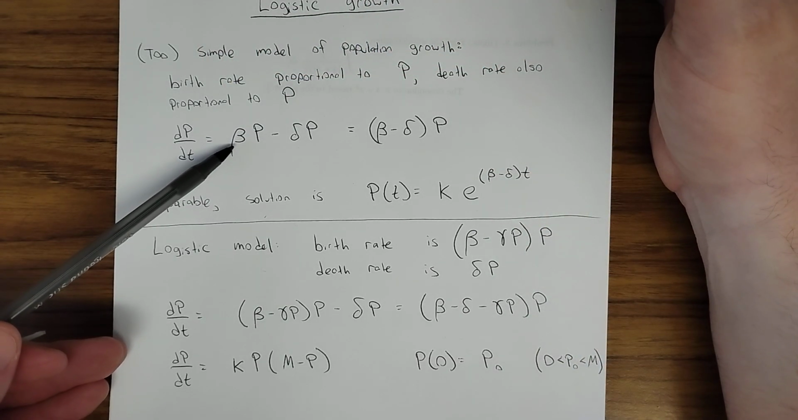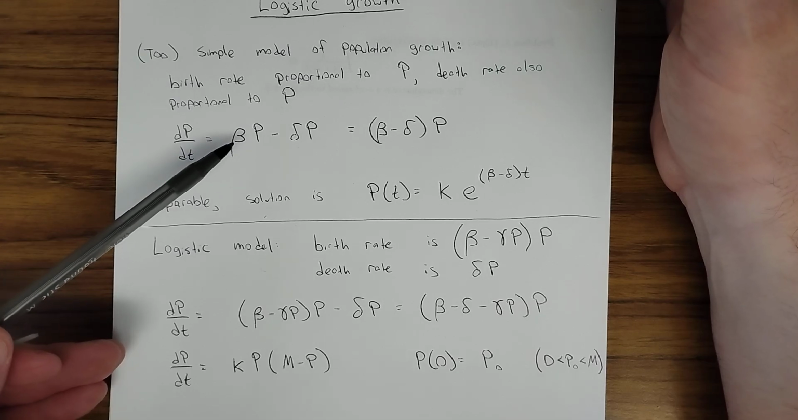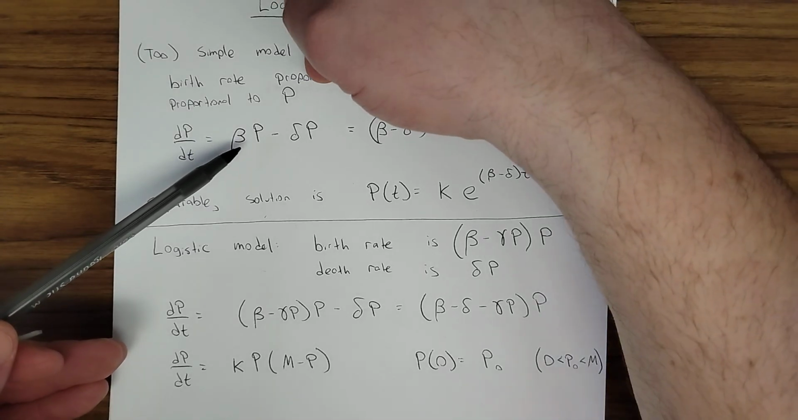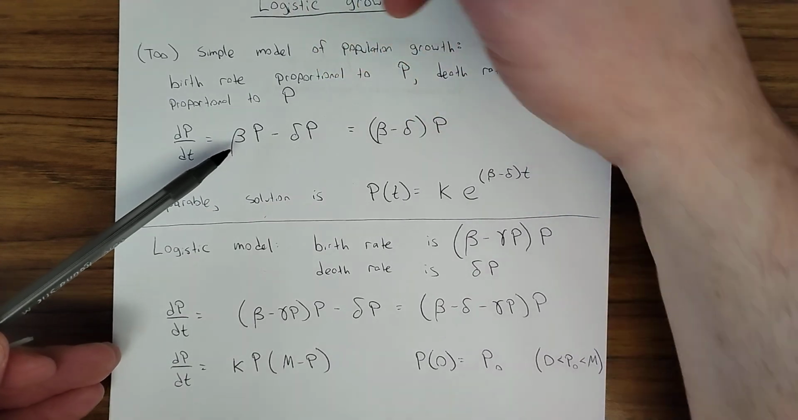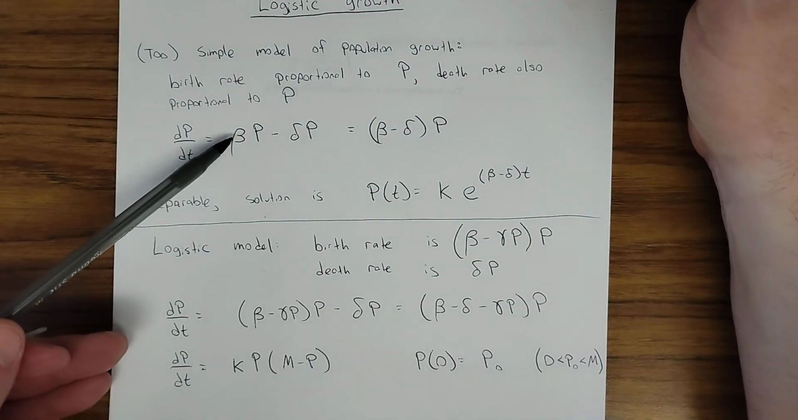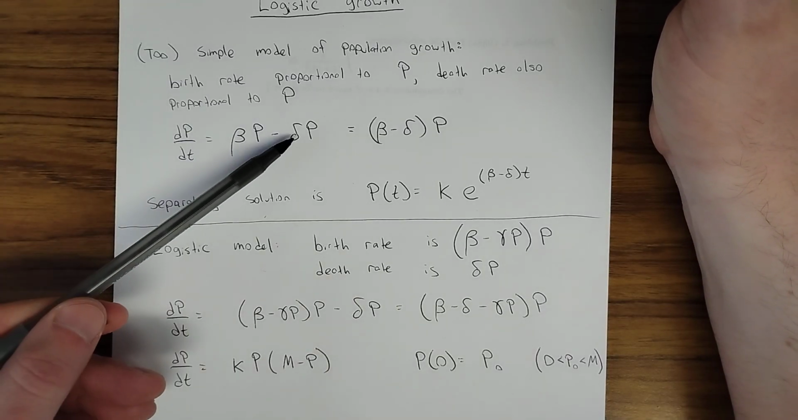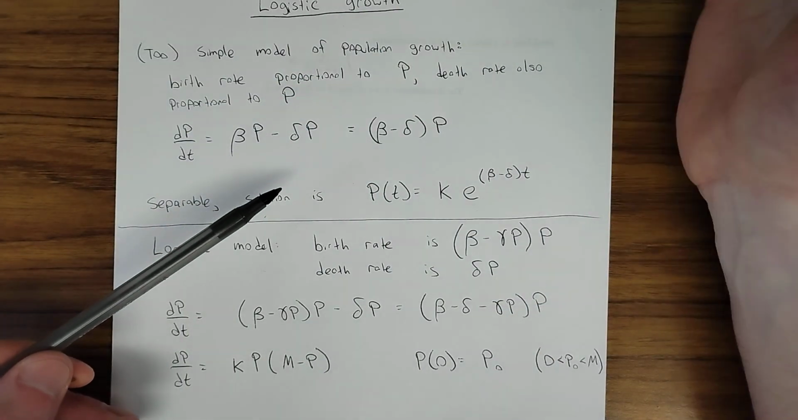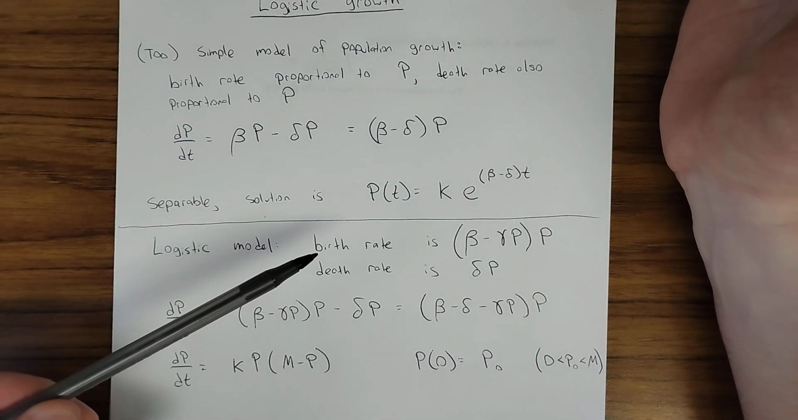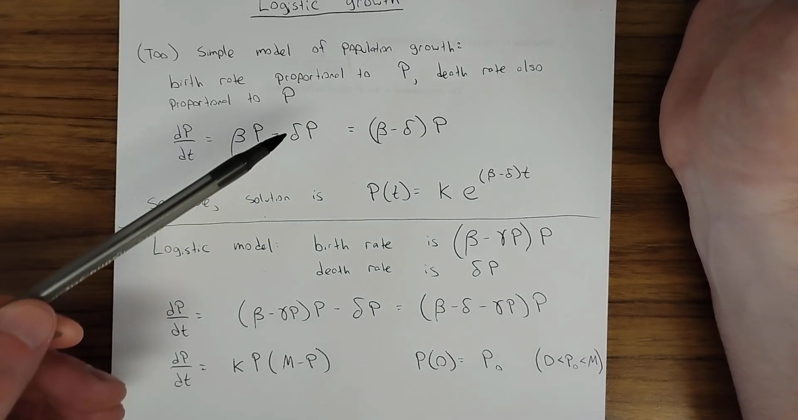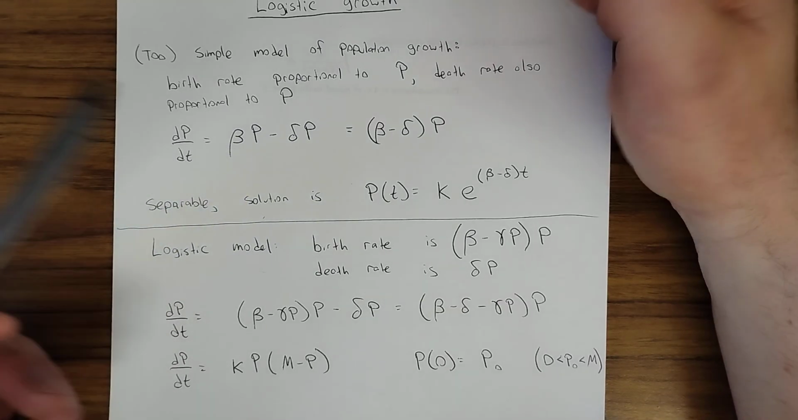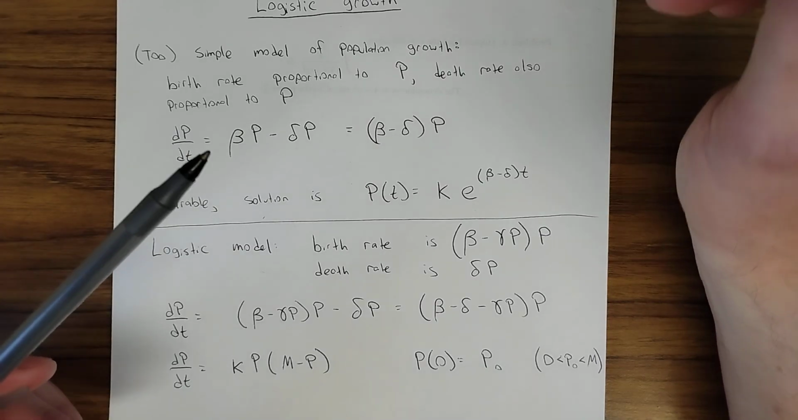So I'm going to make up some constant beta and say that beta is the constant of proportionality for the birth rate. So the birth rate is beta times P, so it's proportional to P. And then the death rate, so I'm going to subtract the rate coming out, and in other words, that's the death rate. And that's also proportional to P with some different constant that I'll call delta.